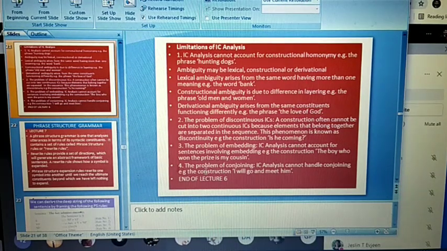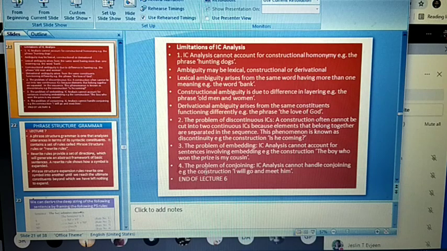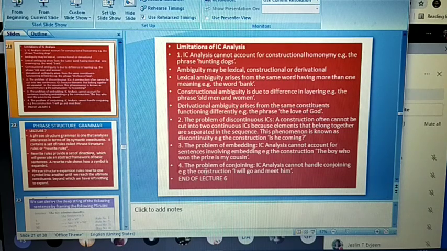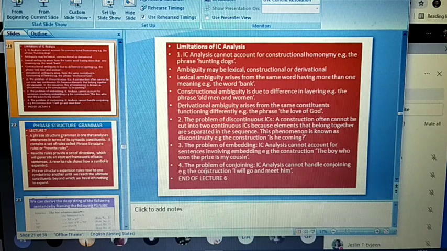But in is he coming, we have a problem finding the constituents. This is another limitation of IC analysis. IC analysis fails to explain sentences like this. That is the problem of discontinuous immediate constituents. The constituents are not continuous and hence you cannot explicate that. Now the third problem is the problem of embedding. What is embedding? One within the other is embedding. IC analysis cannot account for sentences involving embedding.